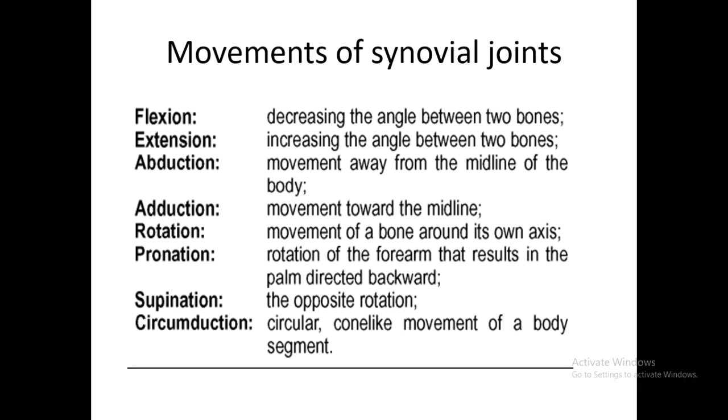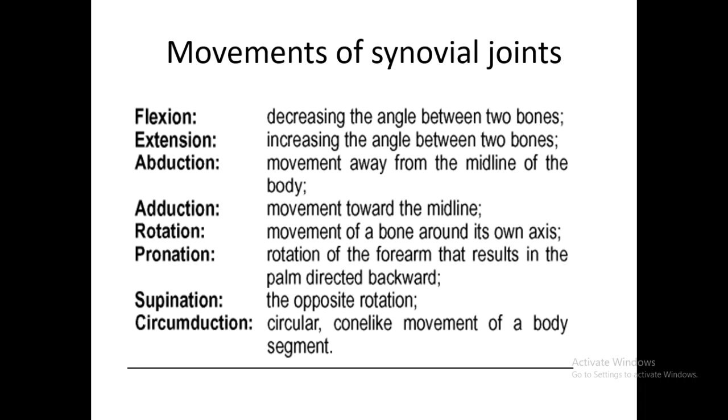We know that flexion decreases the angle between the bones. Extension increases the angle between two bones. Abduction, movement away from the midline of the body, and then adduction, movement towards the midline. And we look at the rotation, movement of the bone around its own axis.